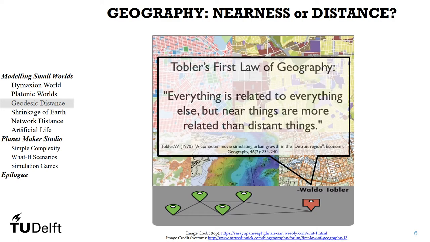If something is far away from you, then you are less likely to visit it or interact with it in any way. This could be the curse of geography, which is better known as the first law of geography, formulated by the famous American geographer Waldo Tobler. Everything is related to everything else, but near things are more related than distant things.